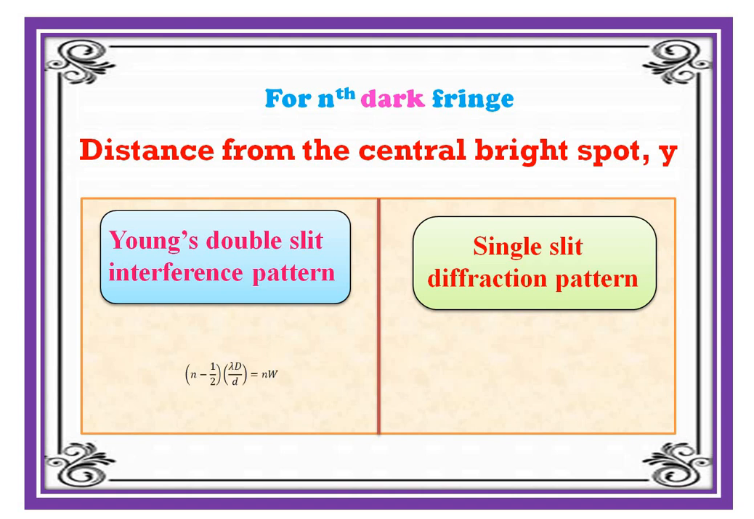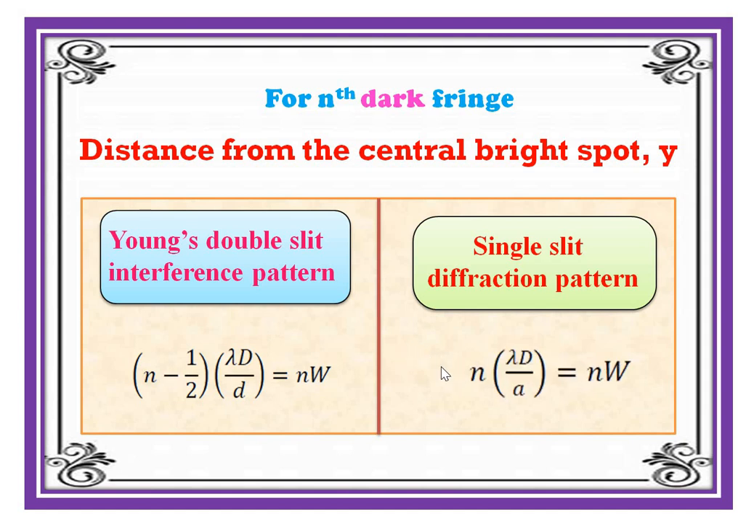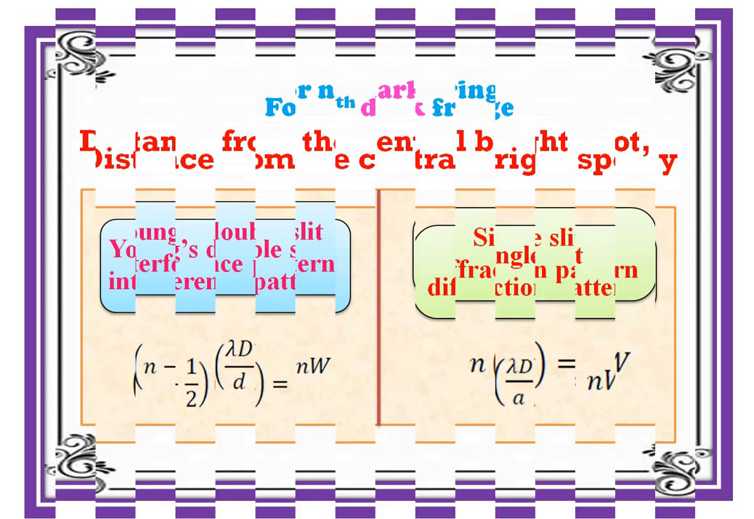In Young's double slit, the formula becomes (n minus 1/2) times lambda D divided by d. That is nothing but n times capital W. And in case of single slit, the formula becomes n times lambda D divided by a. That is nothing but n times capital W.